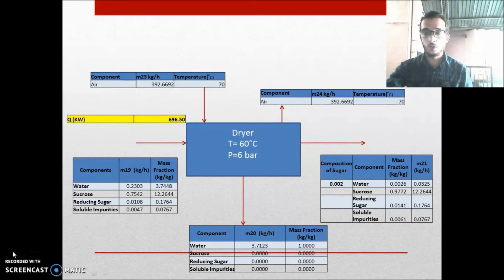The air inlet comes from the heat exchanger, and the outlet temperature of air is 70 Celsius. The sucrose recovery is almost 70%, and the purity is almost 98%. After energy balance calculations, it is found that the total heat energy is almost 700 kilowatts at 70 Celsius and 6 bar.